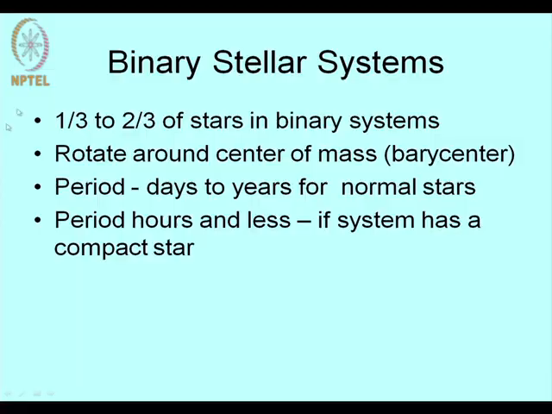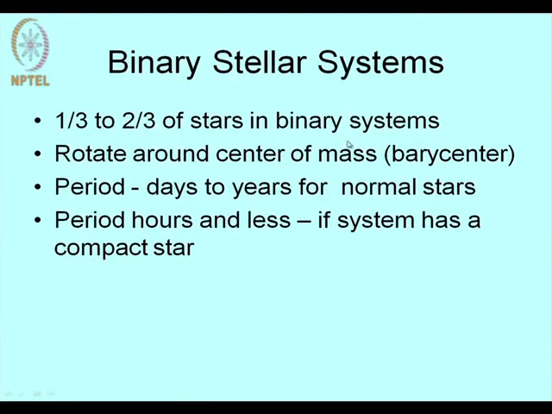Well, let me give you some motivation for this. Well, it is an observed fact that half to two-thirds of all the stars are in binary systems. So, our solar system, which has only a single star, is more of an exception than a rule. Roughly half to two-thirds of all the stars are found in binary systems.